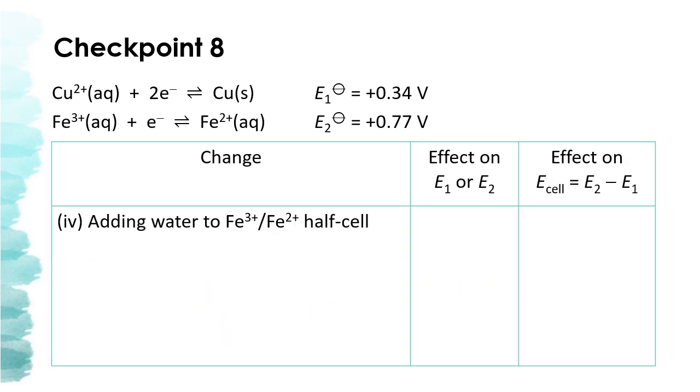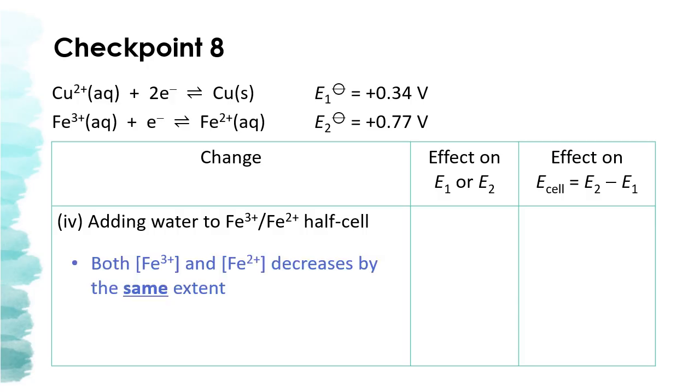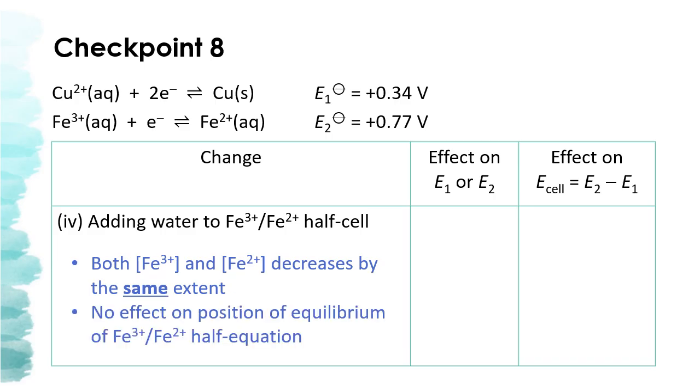Adding water to the Fe3+/Fe2+ half cell, both the concentrations of the two aqueous ions will be decreased by the same extent. So actually there is no shift in equilibrium position. So there is no change in the E1 and E2 value. So the E cell is actually the same as the standard electrode cell potential of the galvanic cell.